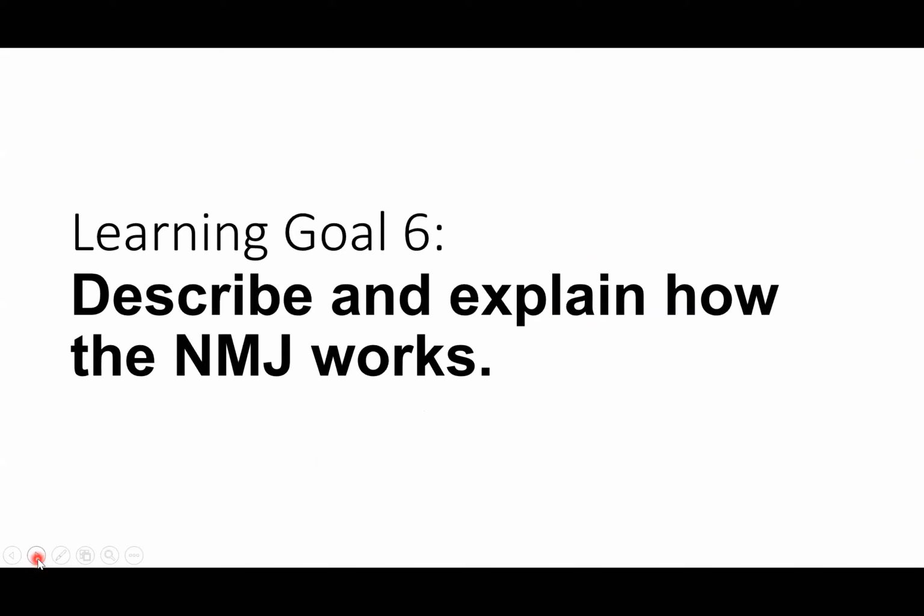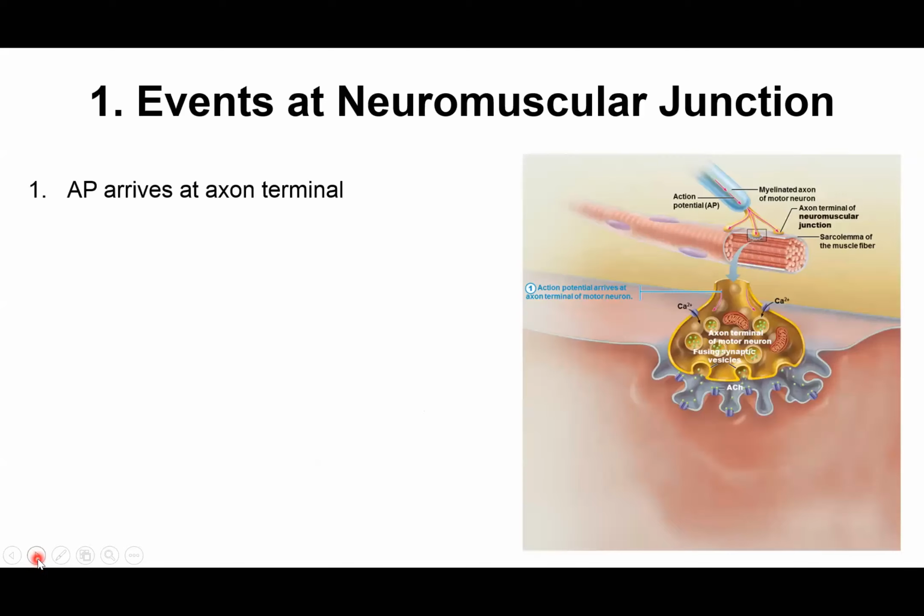So first we'll talk about the neuromuscular junction. This is what happens at the neuromuscular junction. An action potential is going to arrive at the axon terminal.